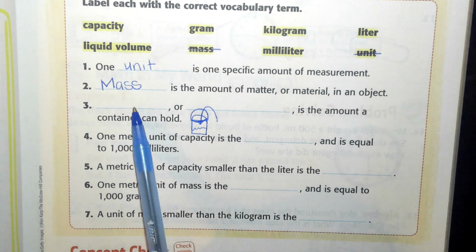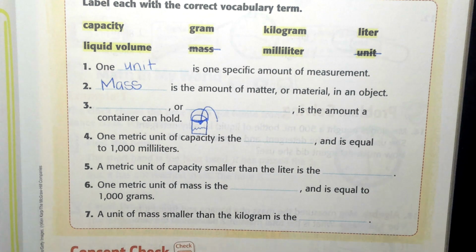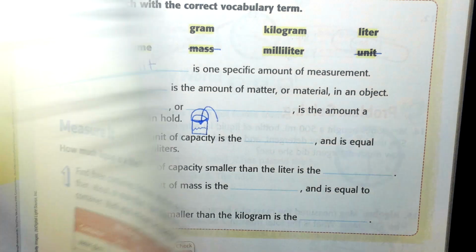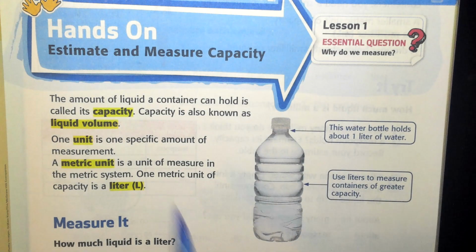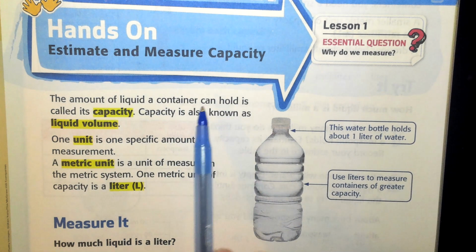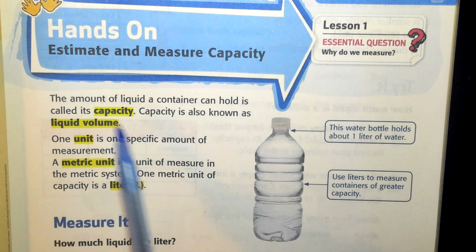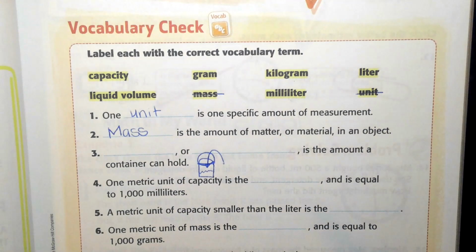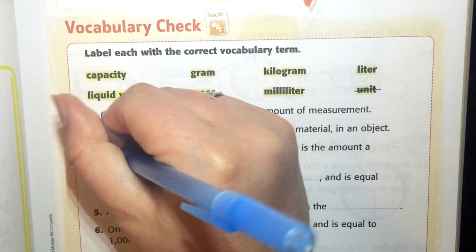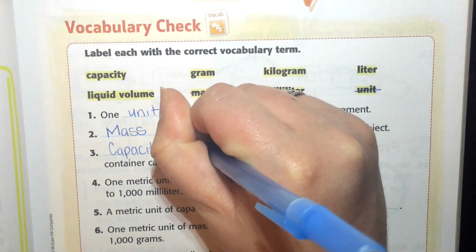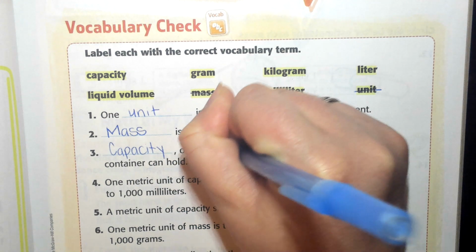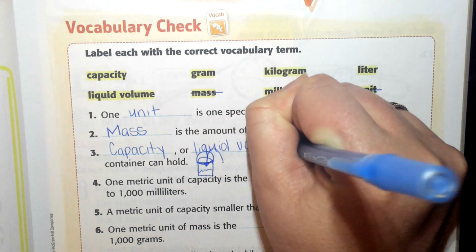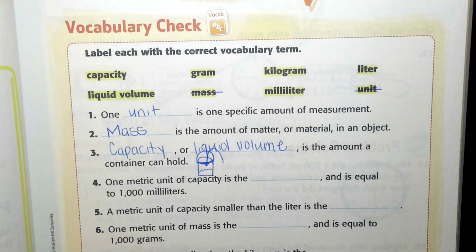Now, there are two words up there that refer to the amount a container can hold. I remember seeing that information back here in lesson 1, right here. The amount of liquid a container can hold is called its capacity. Capacity is also known as liquid volume. So this space here is meant for the words capacity and liquid volume. So when I refer to the amount that a particular container can hold, I'm referring to its capacity, right?